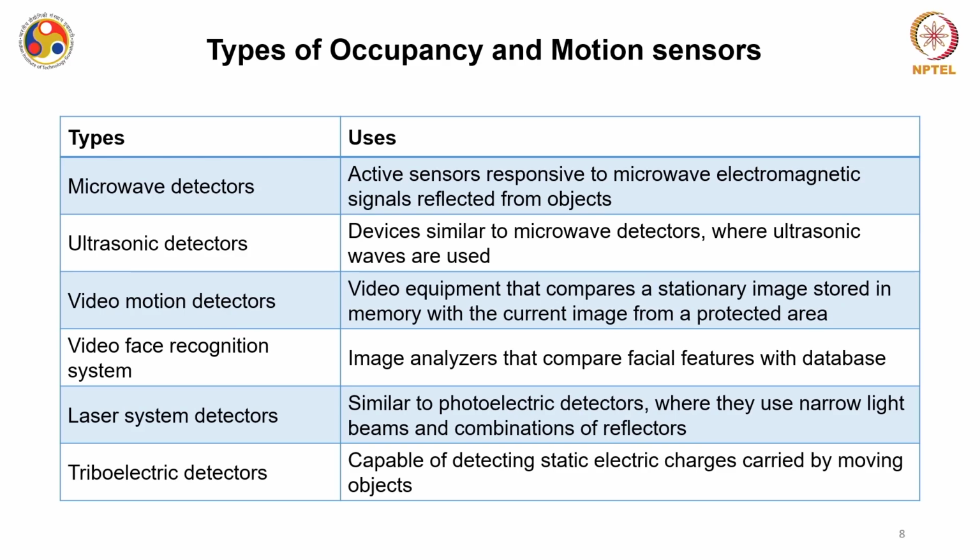Then you also have the same video motion detector as a face recognition system, where the image analyzers compare facial features with the database. So here the complete photograph is not compared, but only the facial features, more detailed features, which are compared with the intruder's features, or the database. Then you have laser system detectors, which are very similar to the photoelectric detectors, and they use a narrow light beam and combine the effect of different reflectors in the room.